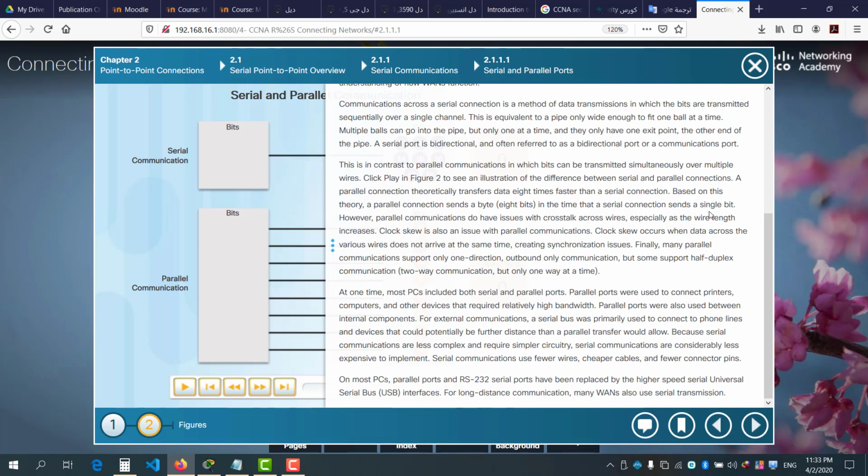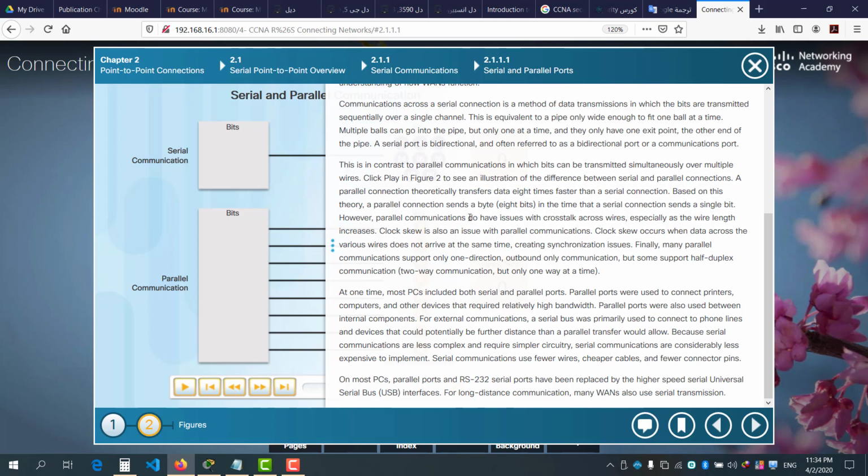Parallel communication has some issues and some problems which we will discuss now. We'll illustrate them here. However, parallel communication has issues, the first one being crosstalk. Crosstalk across the wires, especially as the wire length increases. This is the first one. Okay, what is crosstalk? I think we discussed this concept in semester 1 in CCNA, but I'll give a small preview of it.